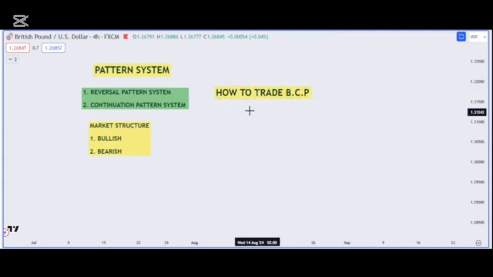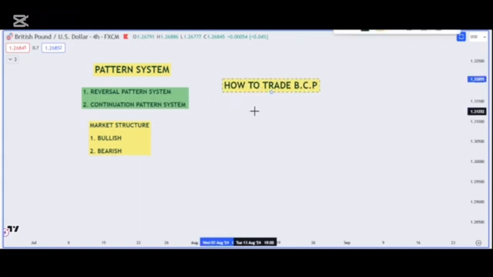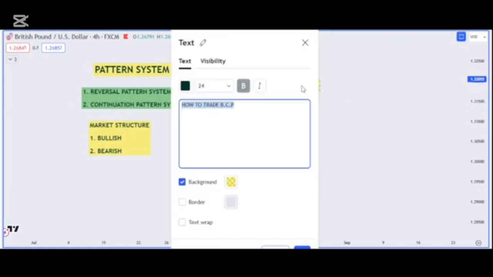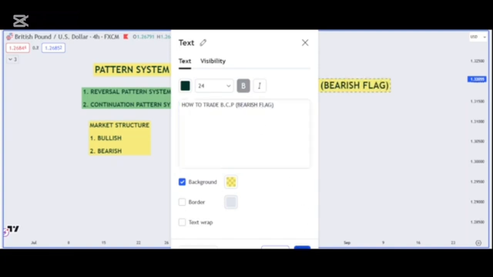Now, there is one criteria that must be present before you can call it a bullish continuation pattern. If you don't want to call it bullish continuation pattern, you can also call it bearish flag.